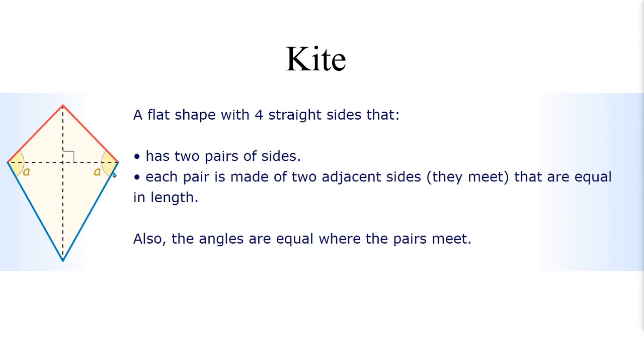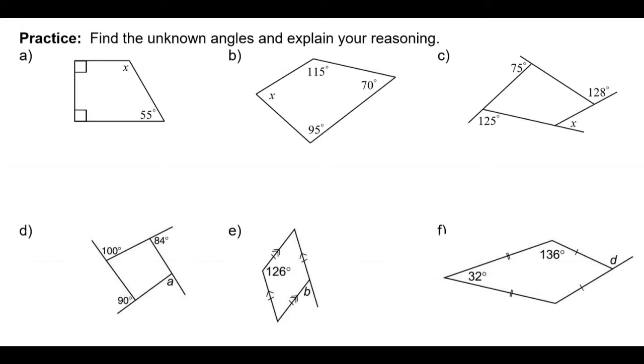And where the two pairs meet, you have these angles labeled A and A, and those angles are opposite of one another, and they are equal. So you can see the angles are equal where the pairs meet. That's going to be very important for us as we do some practice problems together. Now that we know some general facts about quadrilaterals and a couple of facts about specific kinds of quadrilaterals, we have enough information to begin working on the kinds of plane geometry questions you can see on your screen.